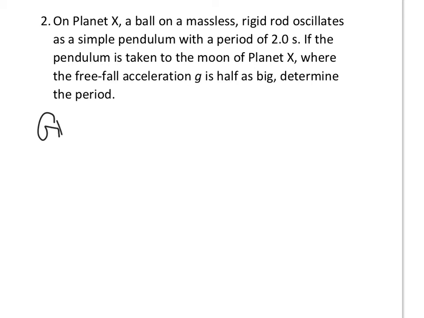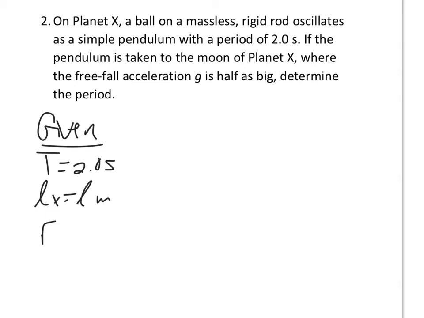So we know that the period is 2.0 seconds. Your length is constant, so your length on X and the moon is the same. You're looking for the new period. This is the period on X. We're looking for the period on the moon. We know that g on the moon is equal to 1/2 g on planet X.